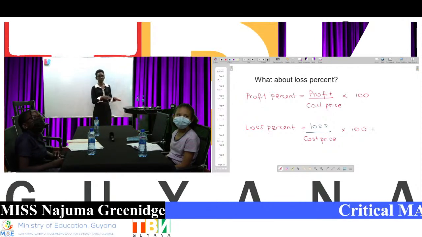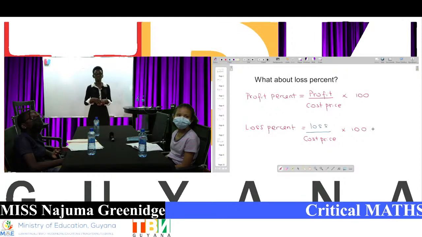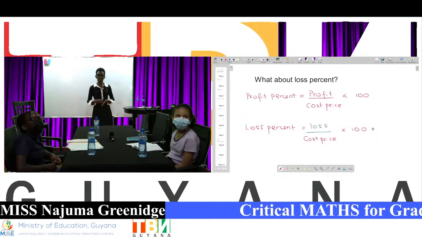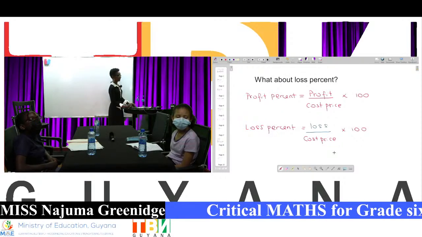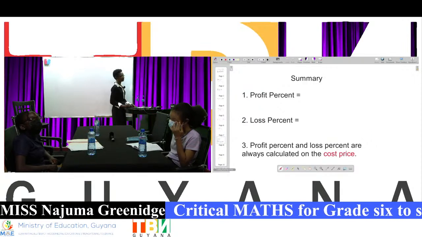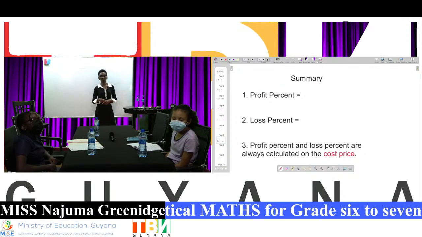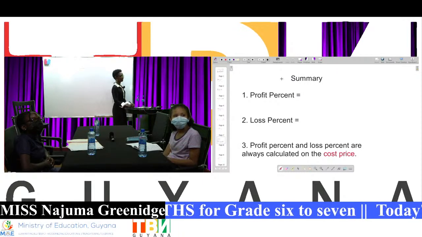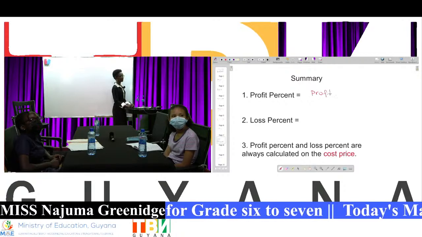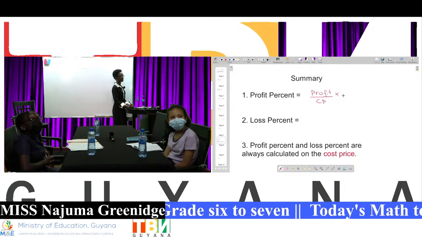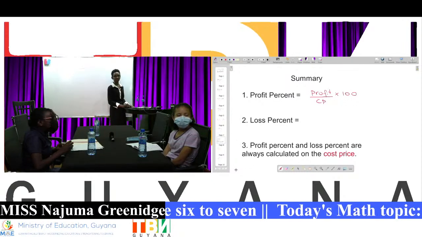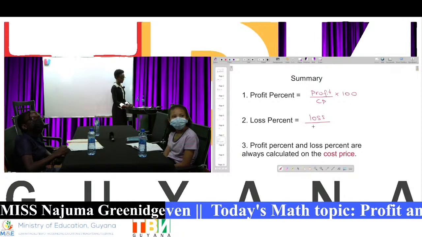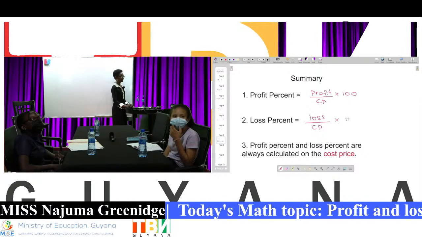So there's the difference, right? Profit percent is profit over the cost price times 100. Loss percent would be how much was lost, which is the loss over the cost price multiplied by 100. So that's the difference between those two. Good. So to examine what we looked at, can you help me fill that out? Profit percent equals, I'm listening. Profit over CP times 100. Loss over CP, great, times 100.